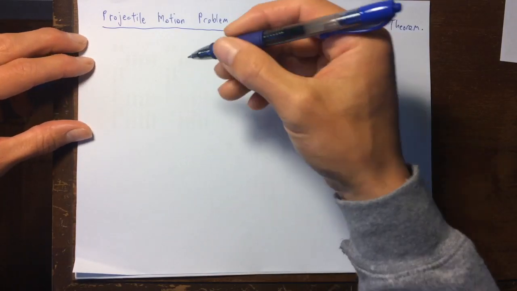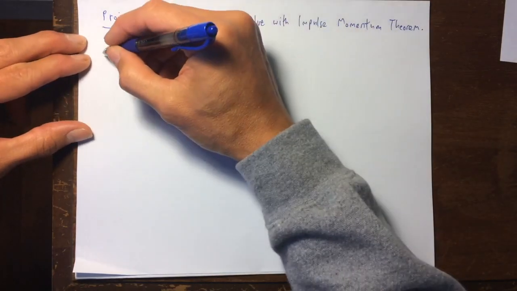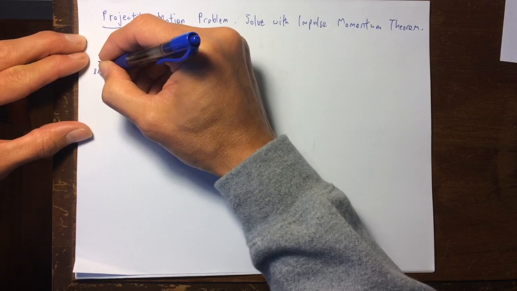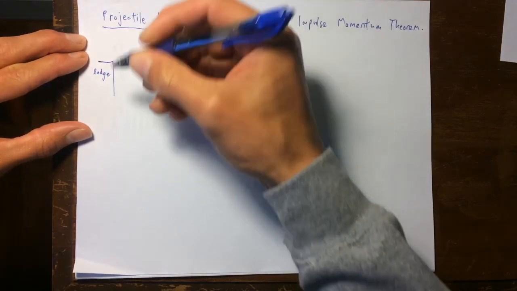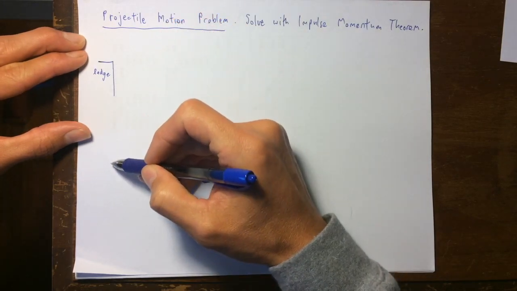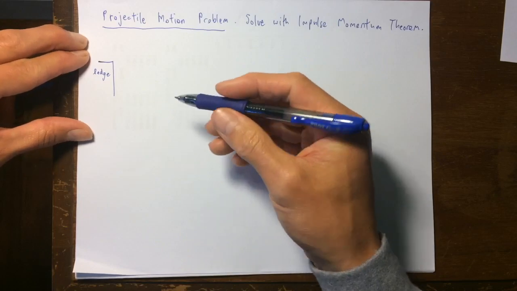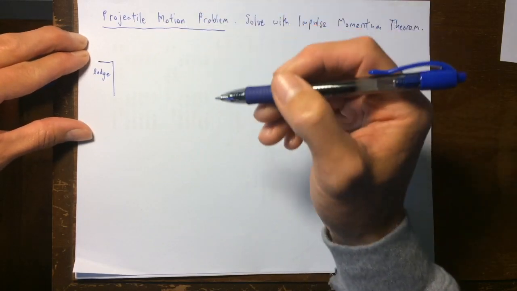Let me draw you a picture. So here is a ledge or something, or a cliff. I am not putting in how high it is because it's got nothing to do with our problem. You could say this is the end of the world or something like that.